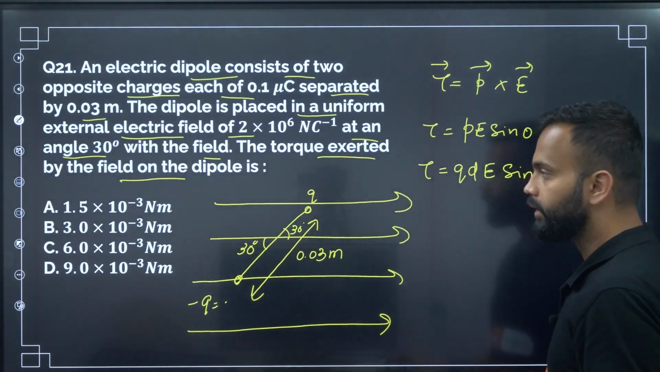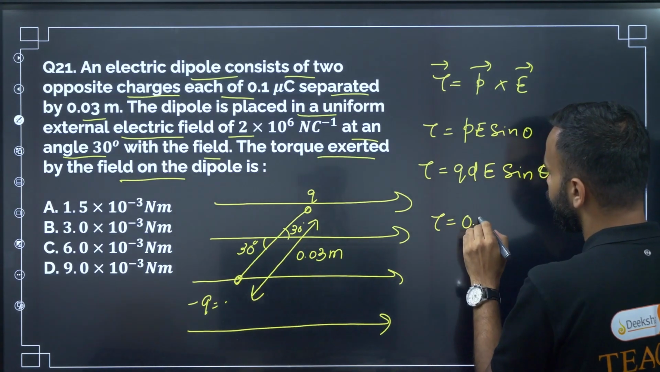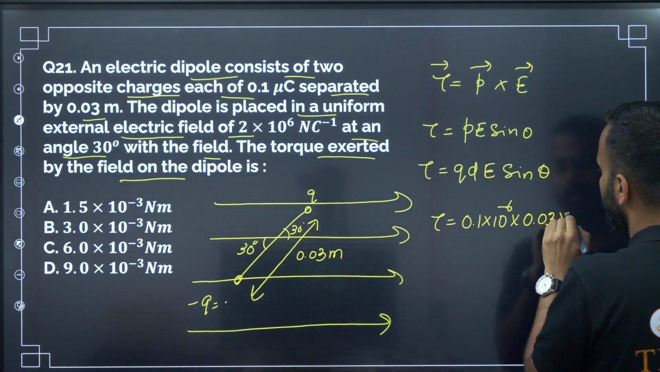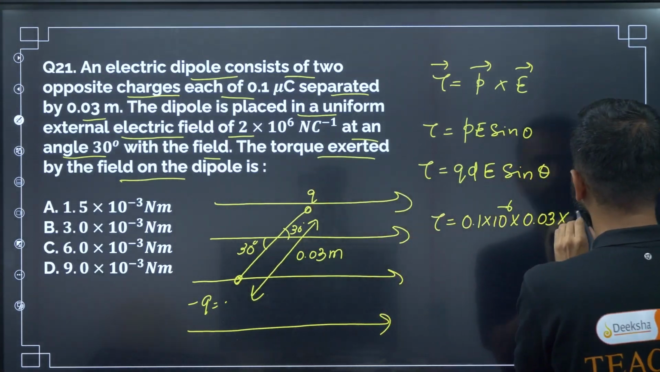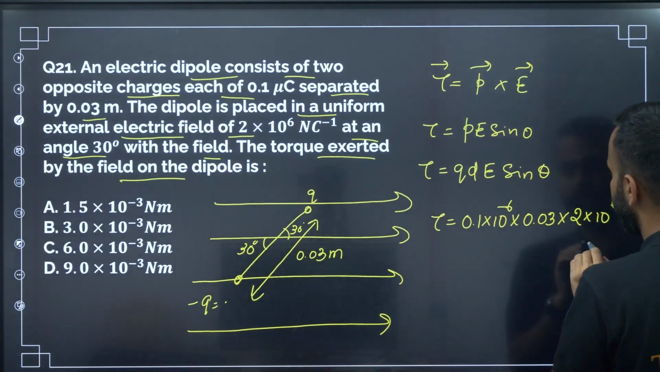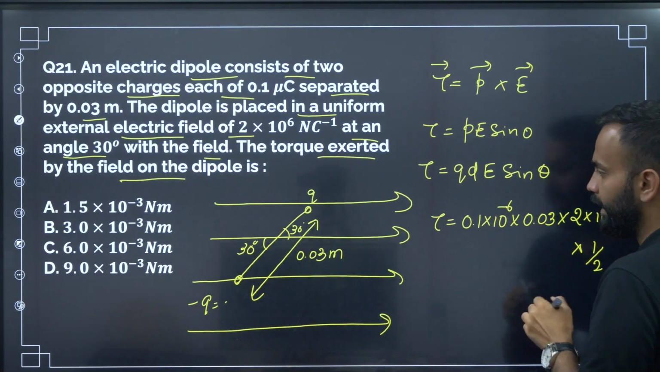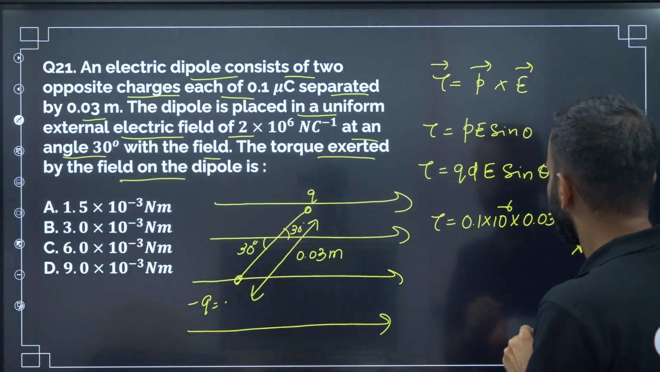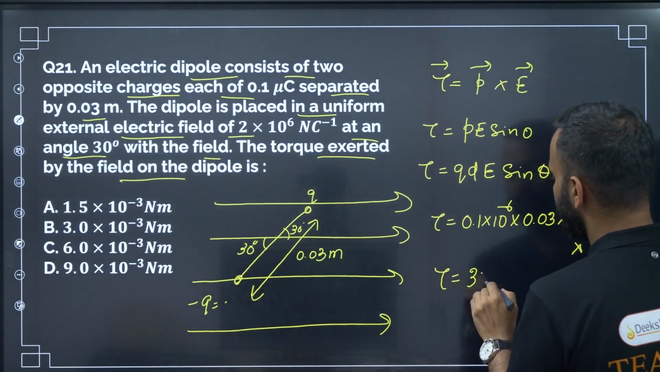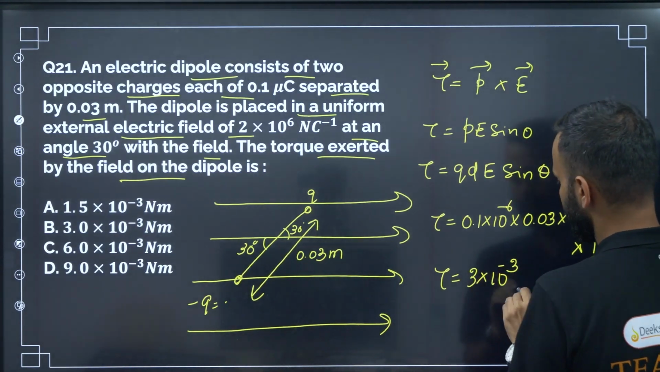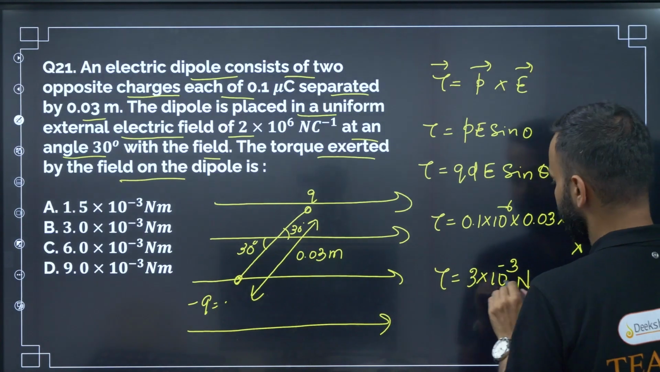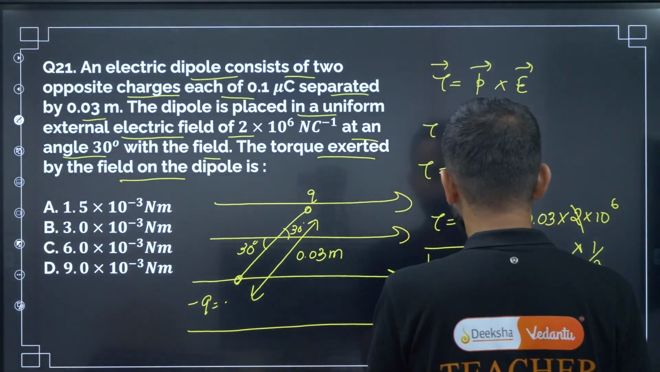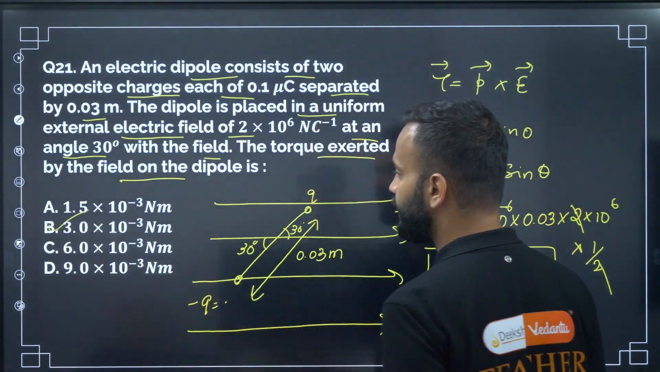Now substitute the values. Tau equals Q, that is 0.1 × 10^-6, into D, that is 0.03, into E, which is 2 × 10^6, into sin theta. Sin 30 degrees is 1 by 2, so the 2 gets cancelled. Now tau is equal to 3 × 10^-3 newton meter. The SI unit of torque tau is newton meter. So option B is the correct answer.